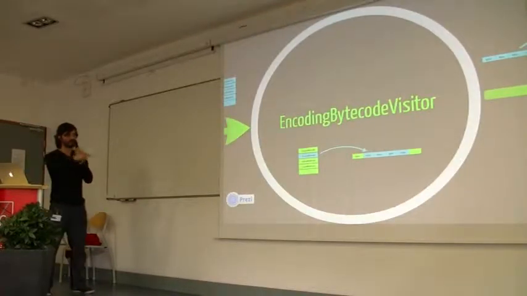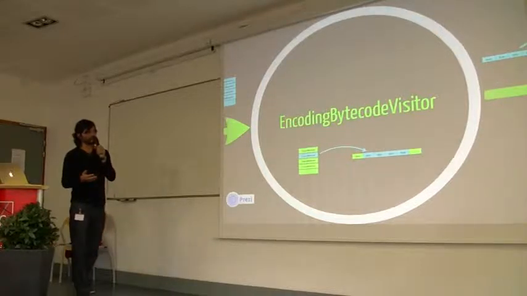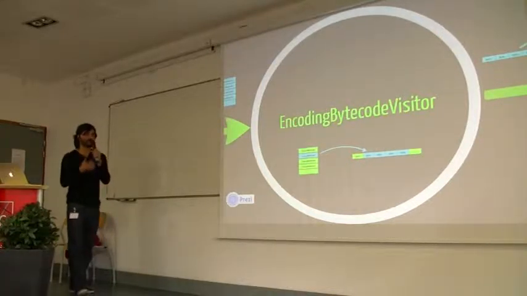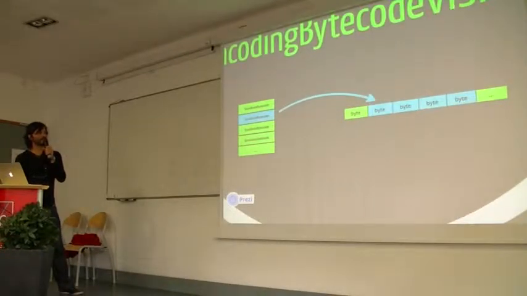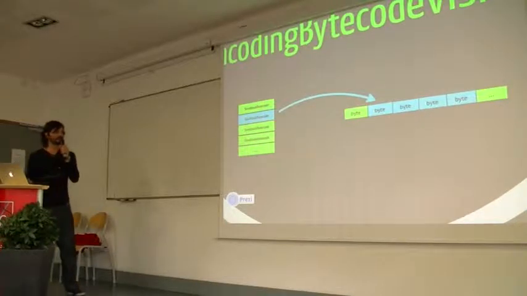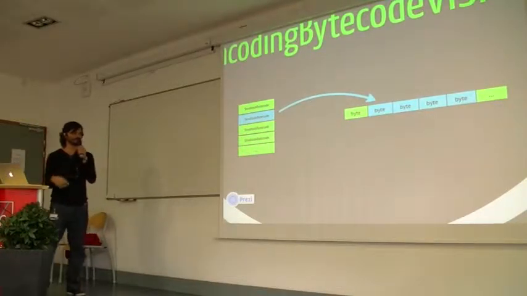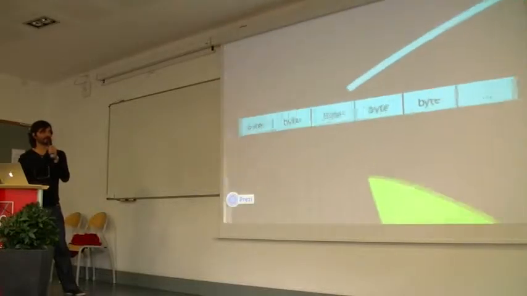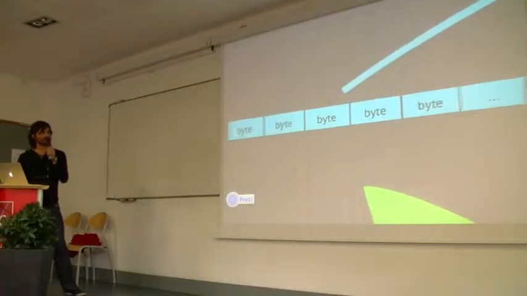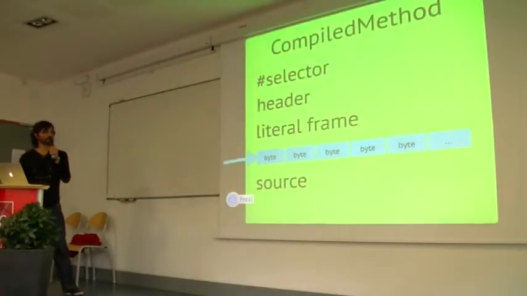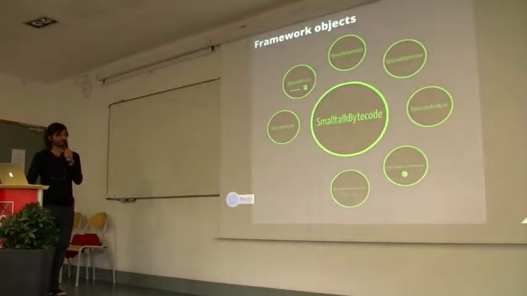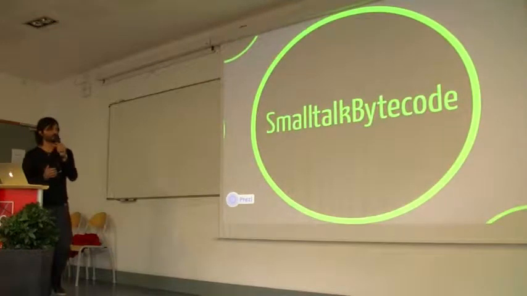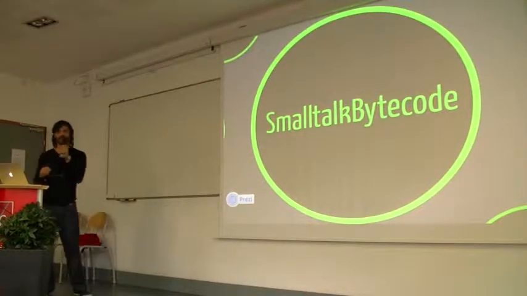In this case, we implemented another object, also using the visitor pattern, and this object will do the translation from bytecodes to bytes. Once we have the bytes, we can proceed with constructing a compiled method with those bytes. So the main objects involved in this framework, of course, we have a complete hierarchy of bytecodes.